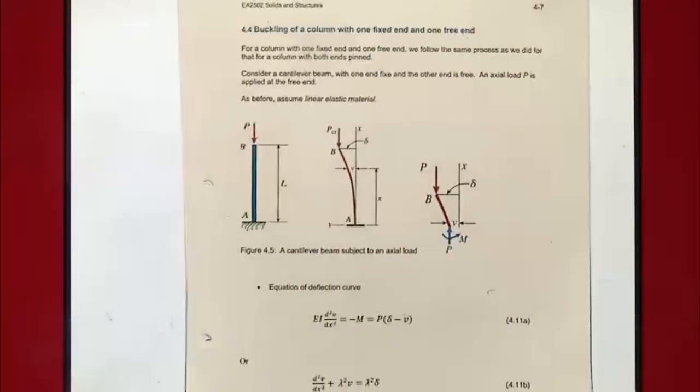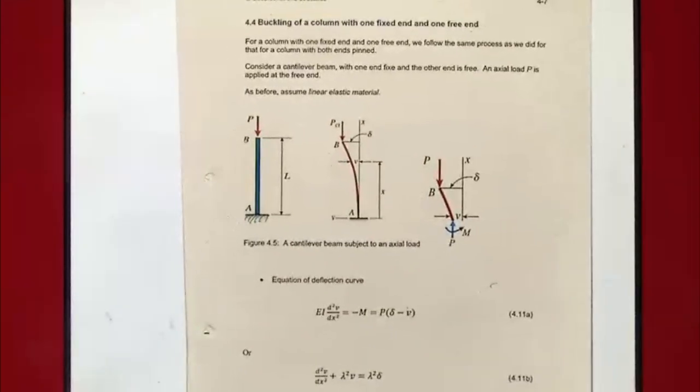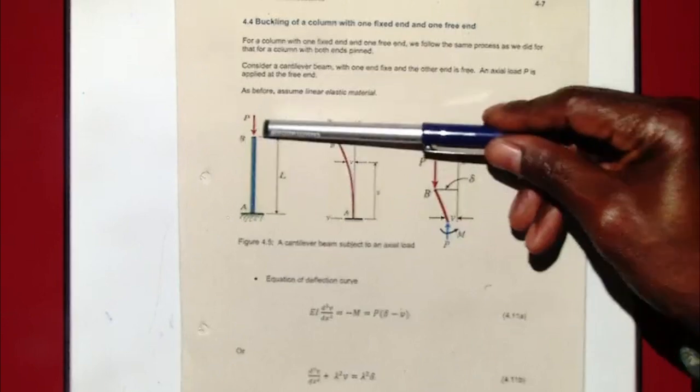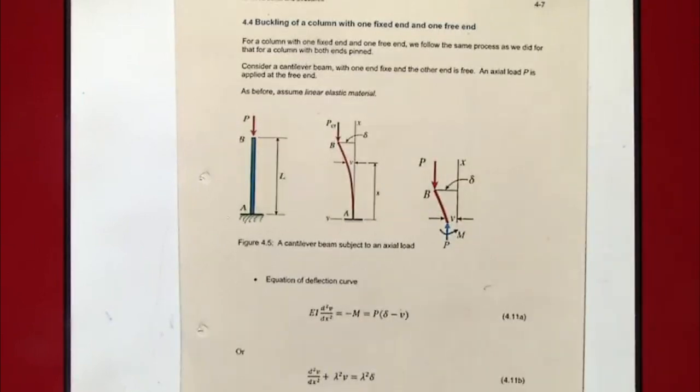If the beam is fixed at one end, then we go through the same process again. We look at how it's going to deform. The load is now being applied at the top. So when it buckles, that is the shape it will take.